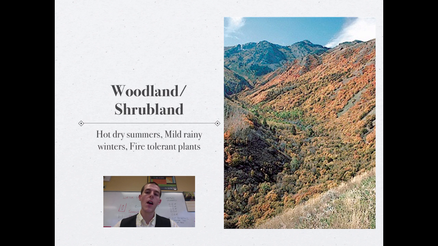You might find some cacti. The plants that live in these areas are fire tolerant. If you hear about California having big old wildfires every year, that would be happening in this sort of biome. These biomes are also good for the growth of things like grapes for wine and olives. So think about California, the California hills, the Hollywood sign. That is an example of chaparral.